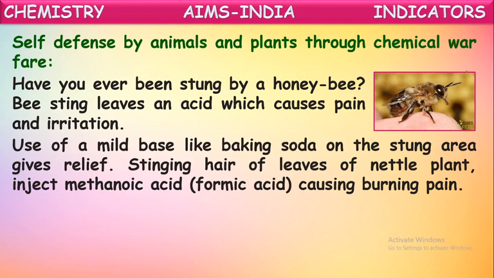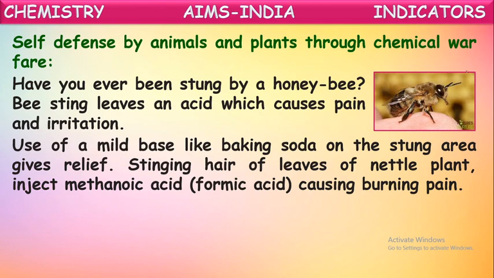Use of a mild base like baking soda on the stung area gives relief. So when you apply some baking soda on the sting area, this base reacts with the acid released by the honeybee and neutralizes that, so that we will get relief from the pain.